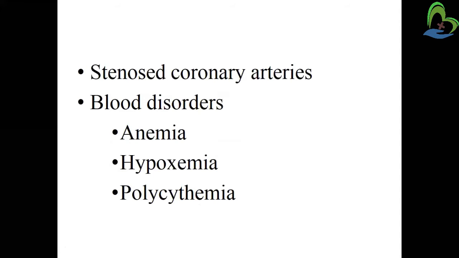Stenosed coronary artery is another reason. I told you that in coarctation of the aorta, the arteries are somewhere twisted or kinked, or somewhere constricted. So again the blood supply will be obstructed. Some kind of blood disorder.